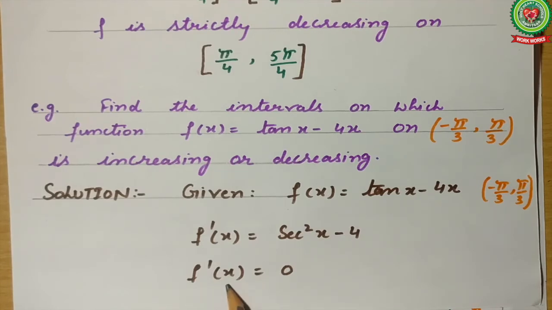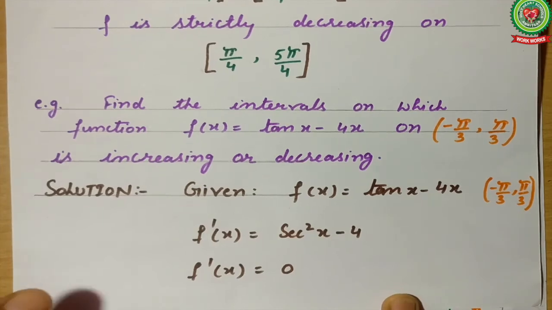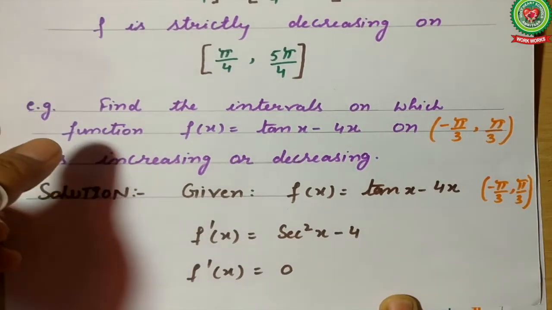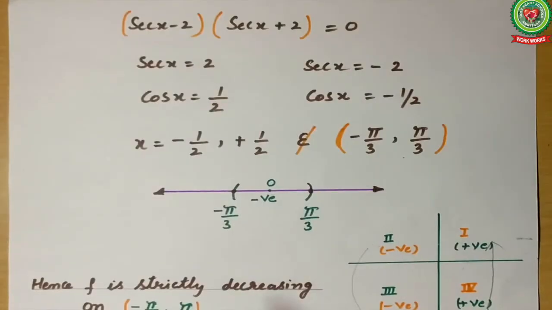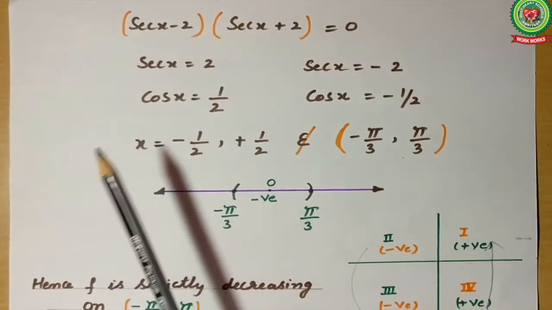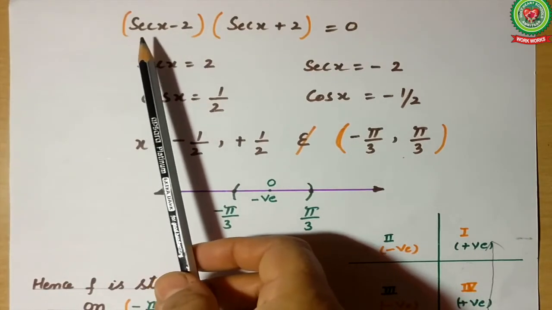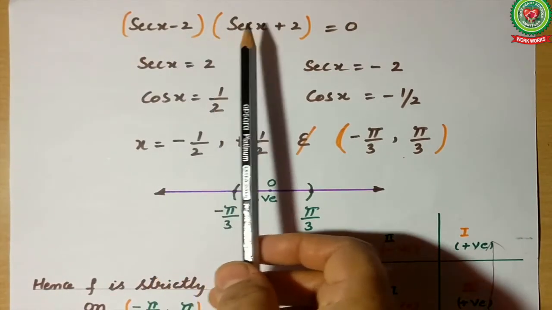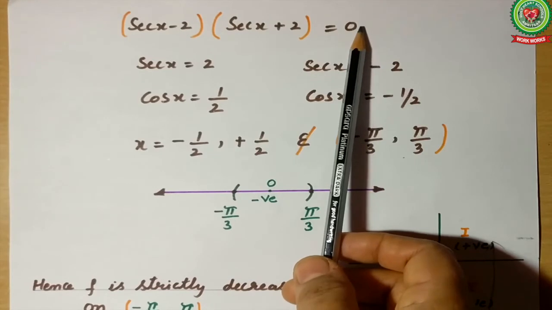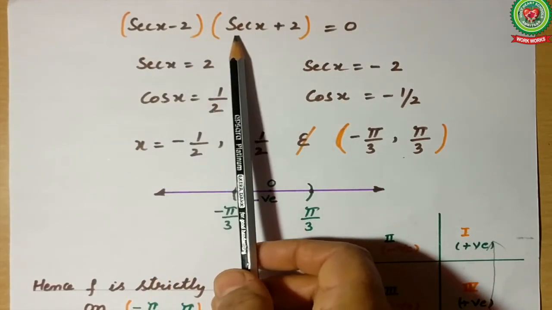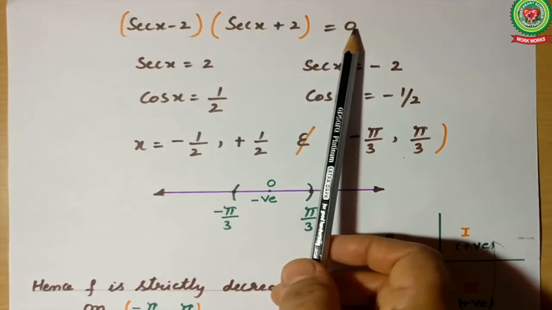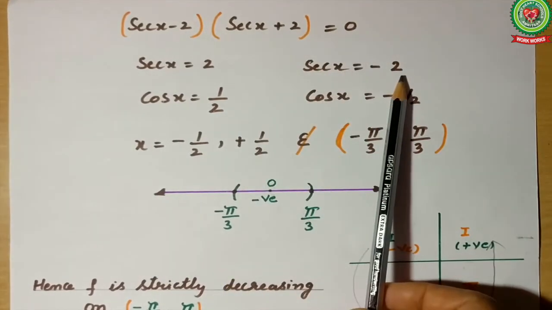We will put f'(x) equal to 0. When we put f'(x) equal to 0, it means secant square x minus 4 is equal to 0. We will apply the formula a square minus b square: (secant x minus 2)(secant x plus 2) is equal to 0. Now by either or, secant x is equal to 2 or secant x plus 2 is equal to 0, so secant x is equal to minus 2.